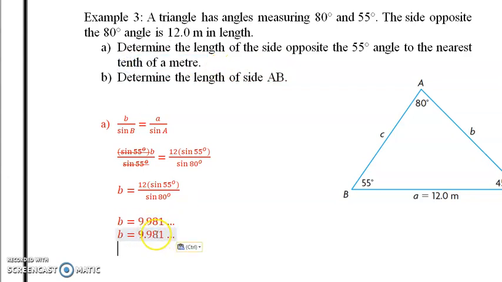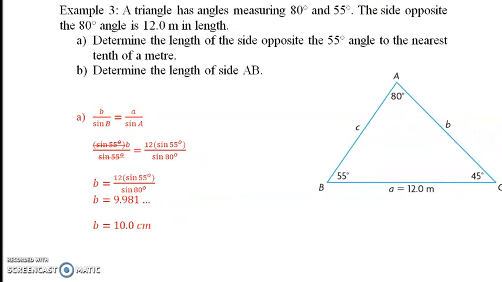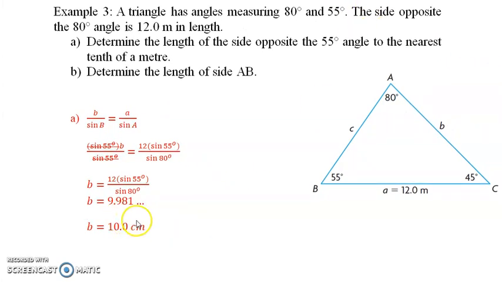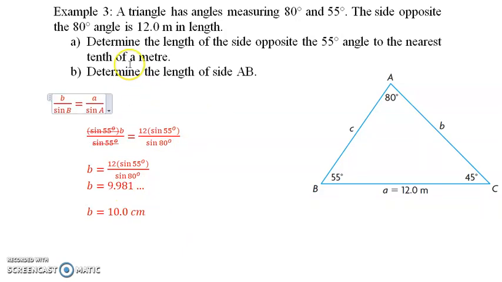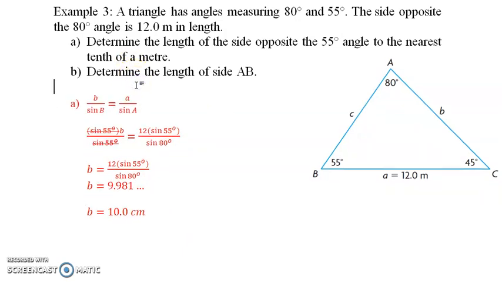So the 8 rounds the 9 up to a 0, which rounds the 9 up to a 10. So it's not just 10, it is still 10, so you've got to put 10.0 and put your unit in for your final answer. Okay? So the final answer is the length of side B is 10.0 centimeters.